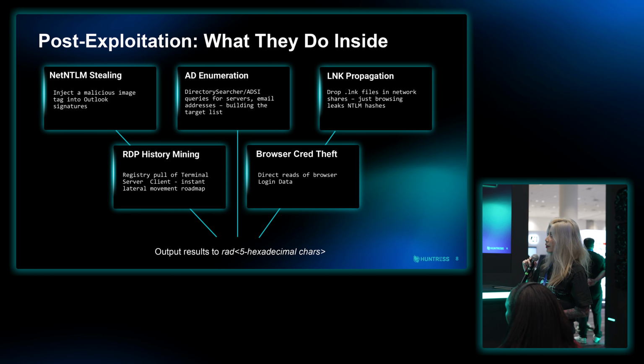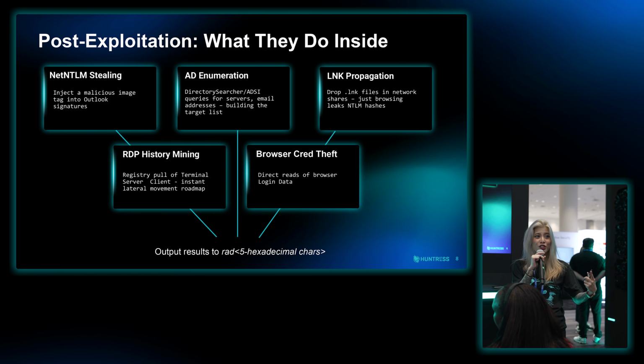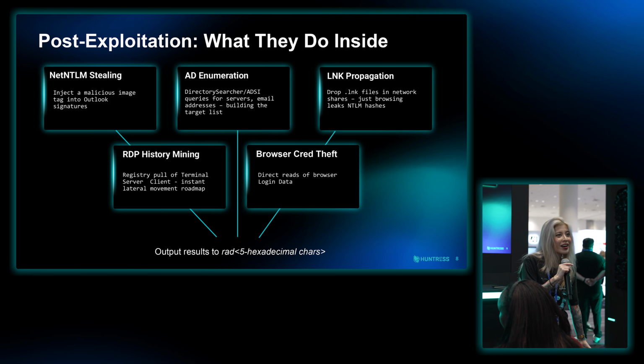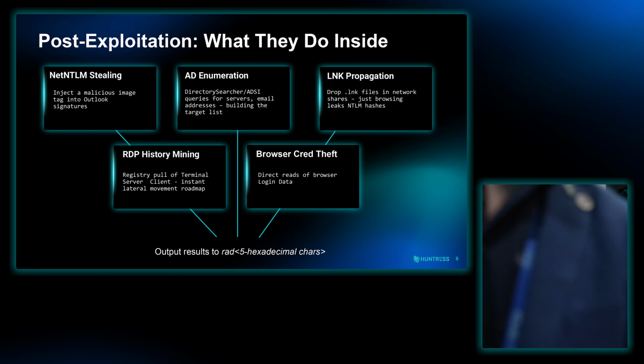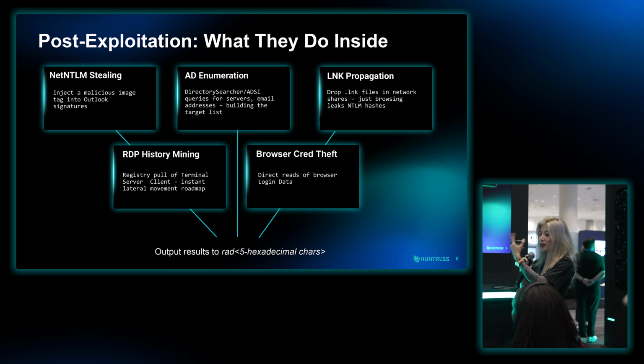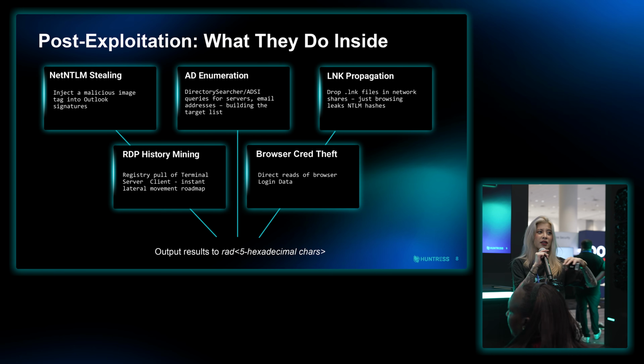The first one is a Net-NTLM stealing technique. They are going to inject a malicious image tag into an Outlook signature. So whenever you send an email to your coworker, they're going to open the email, and that would trigger the Windows endpoint to try to fetch the signature file, the image file, from the C2 server over WebDAV resource or SMB. So the attacker has the listener running, like Responder, on their end, and they're going to catch the NTLM handshake. By that, they're going to steal your NTLM credentials.